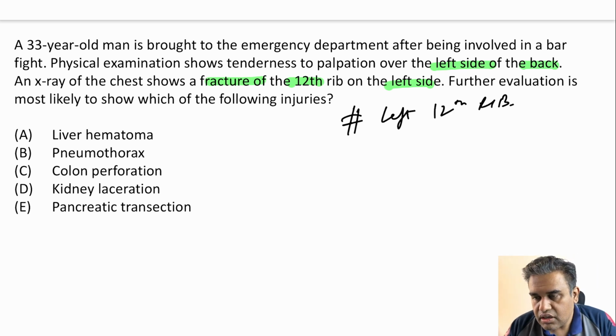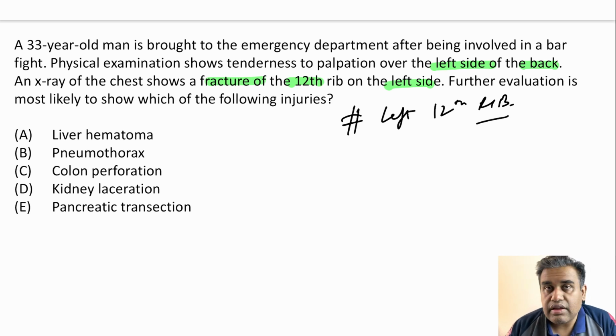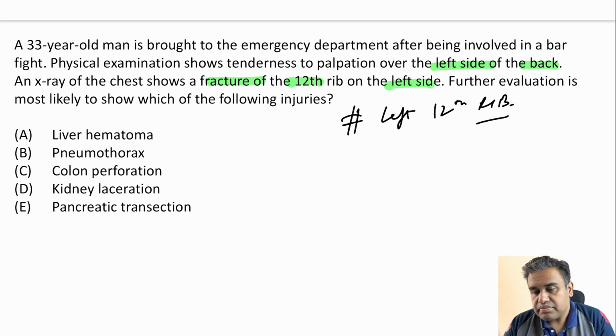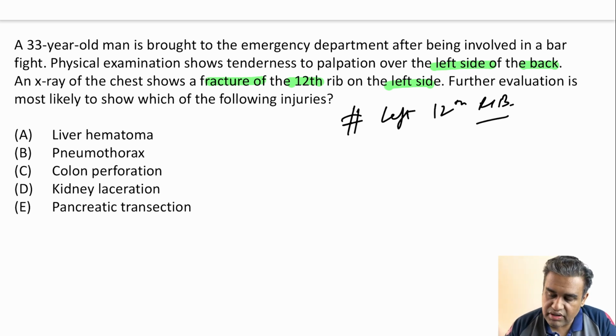Though let me tell you, the upper ribs, that is the first and second ribs, and the lower ribs, that are the 11th and 12th ribs, are very infrequently fractured. They are rarely fractured. The reason is that the upper ribs are covered by the clavicle and the lower ribs are freely mobile, but somehow it got fractured. Now the question is, further evaluation is most likely to show which of the following injuries. So you have to know which organs the 12th rib is related to. Which organs are related to the 12th rib, be it right or left side? Say the left side. Okay.